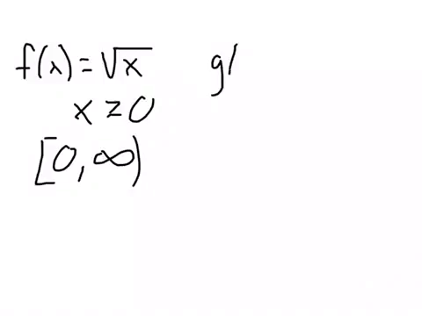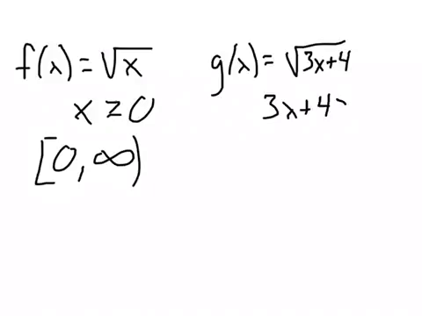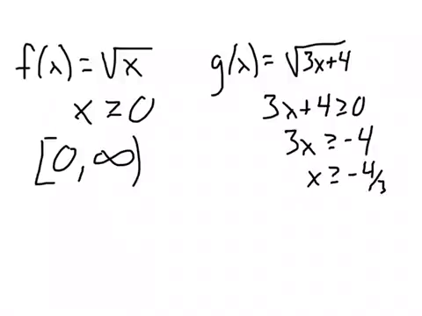Take a slightly harder one. g of x is equal to the square root of 3x plus 4. Same exact idea. I'm going to take the inside of that root, the 3x plus 4, and set it greater than or equal to 0. And I'll solve it. So I'll subtract my 4 over, and I'll divide by my 3 and get x greater than or equal to negative 4/3. So here, bracket, negative 4/3, infinity.